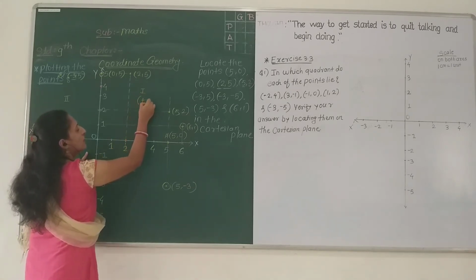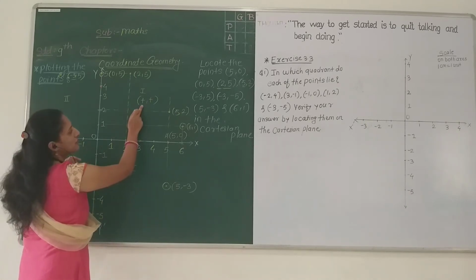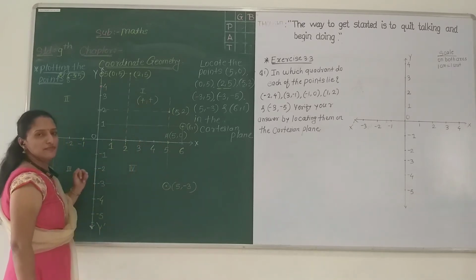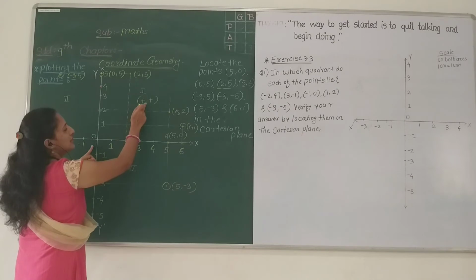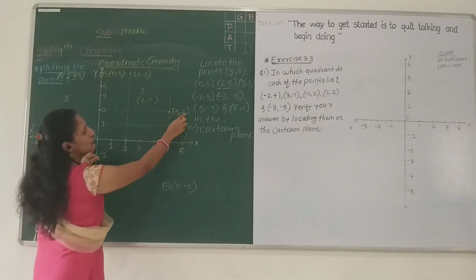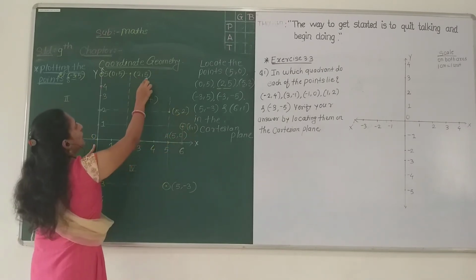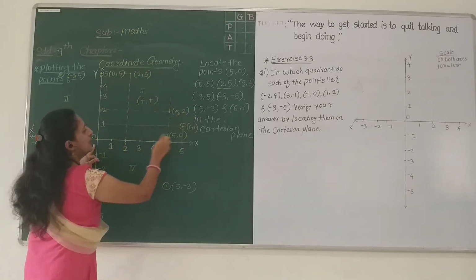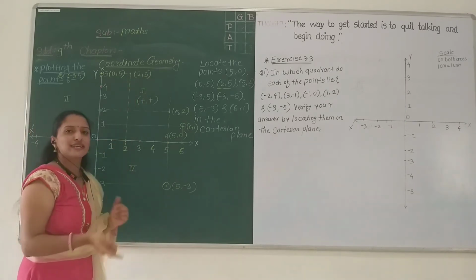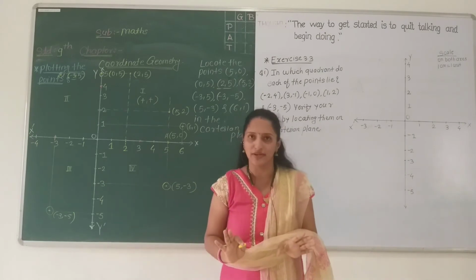So any point in the first quadrant has both the x coordinate positive and the y coordinate positive, since this quadrant is enclosed by both the positive directions. Look at these points: (5, 2), (6, 1), (2, 5), (0, 5). All these points are lying in the first quadrant.